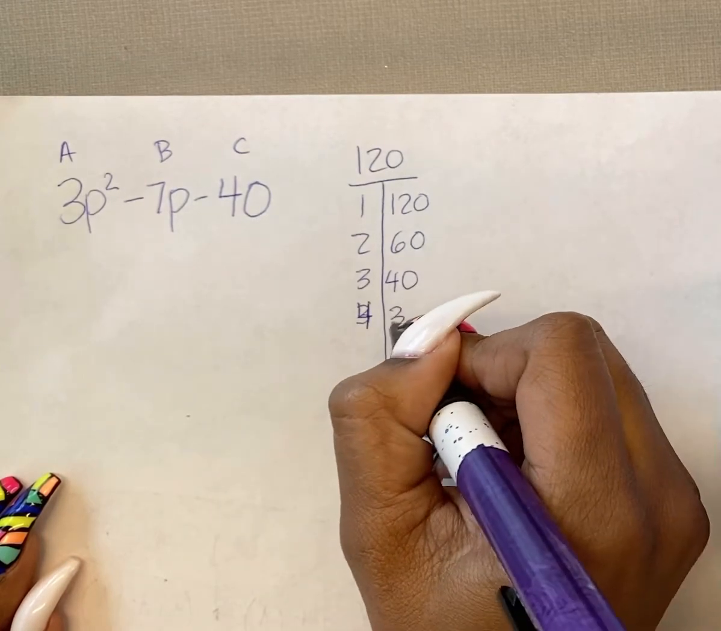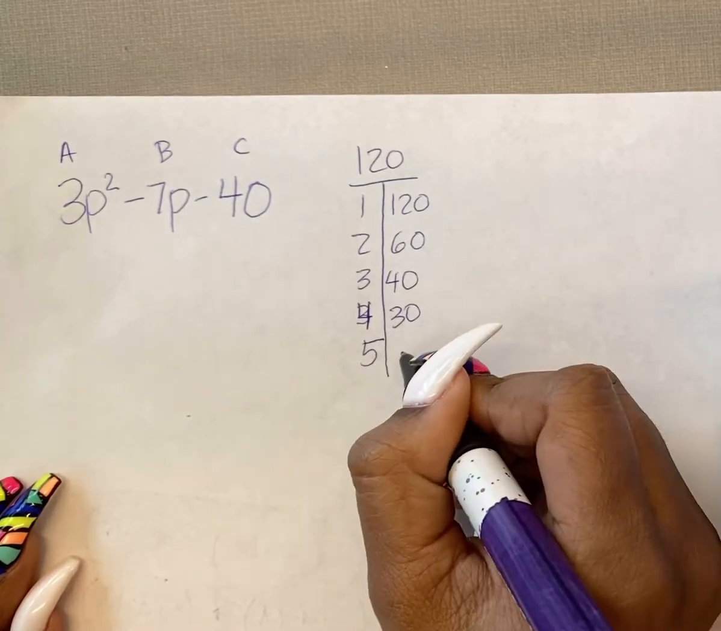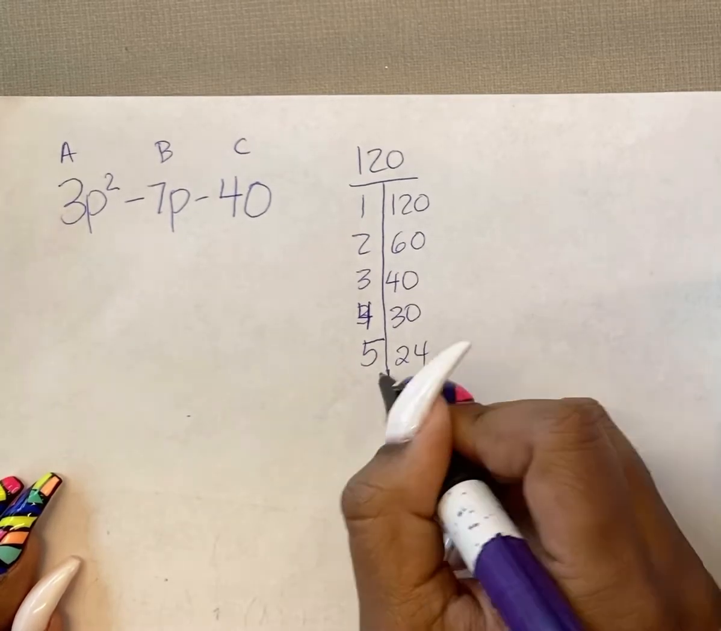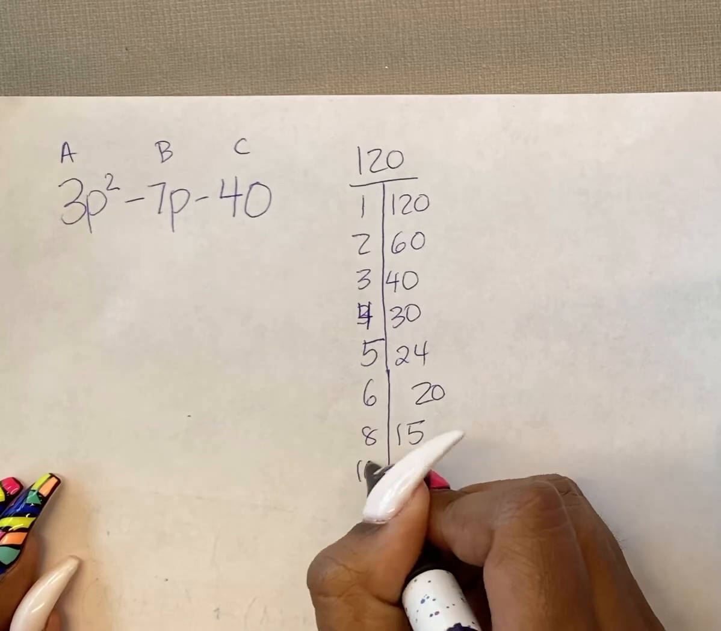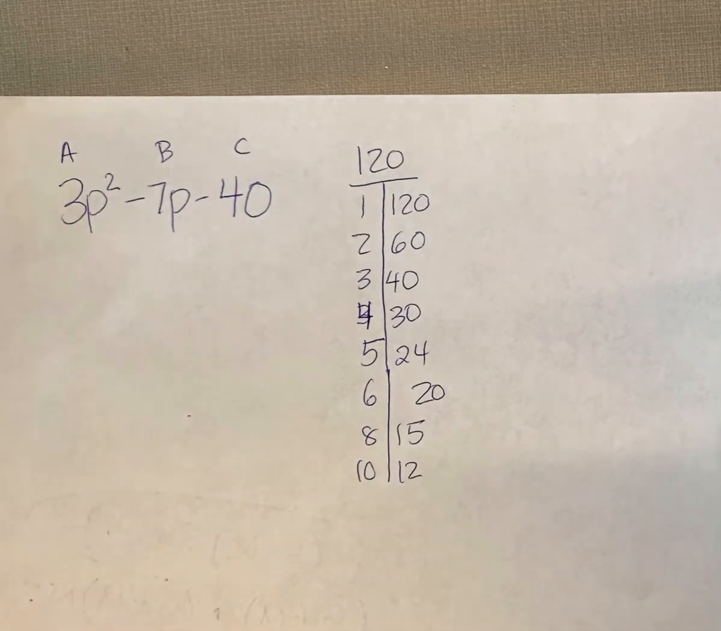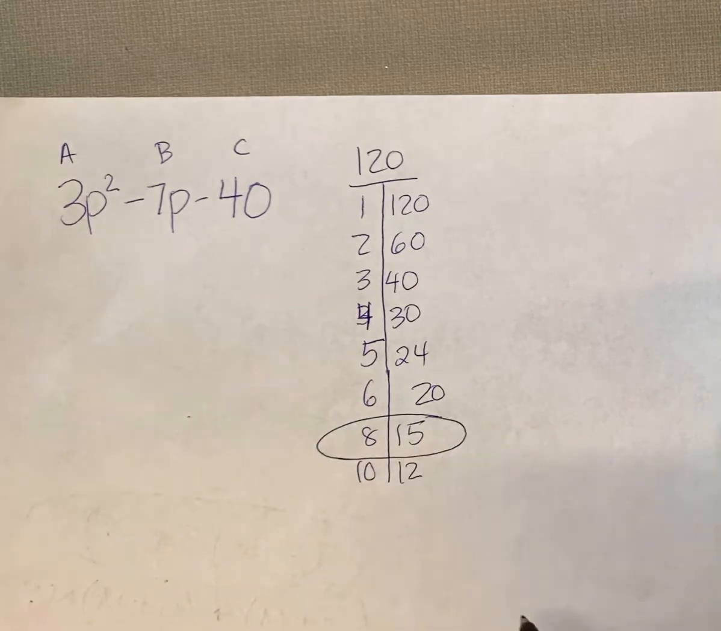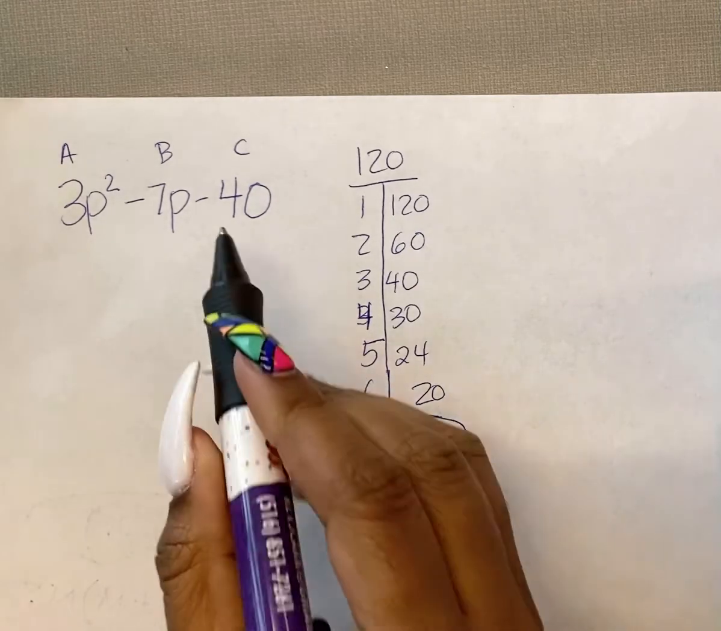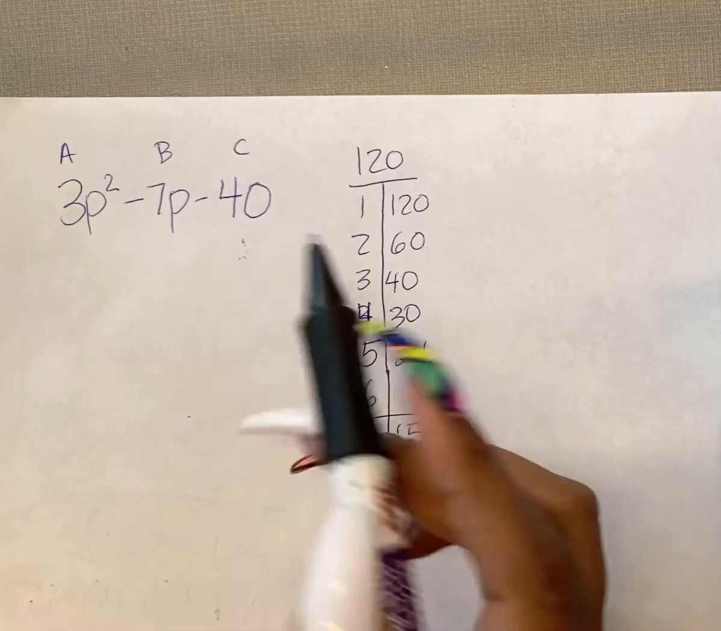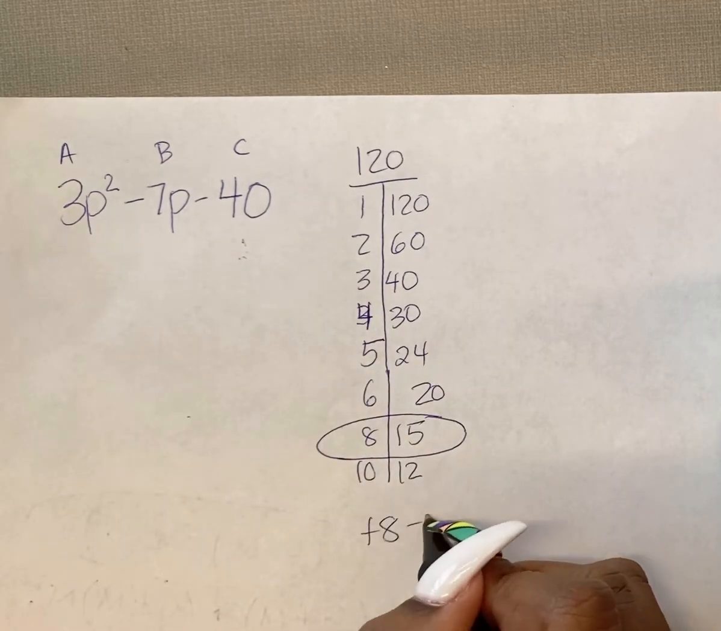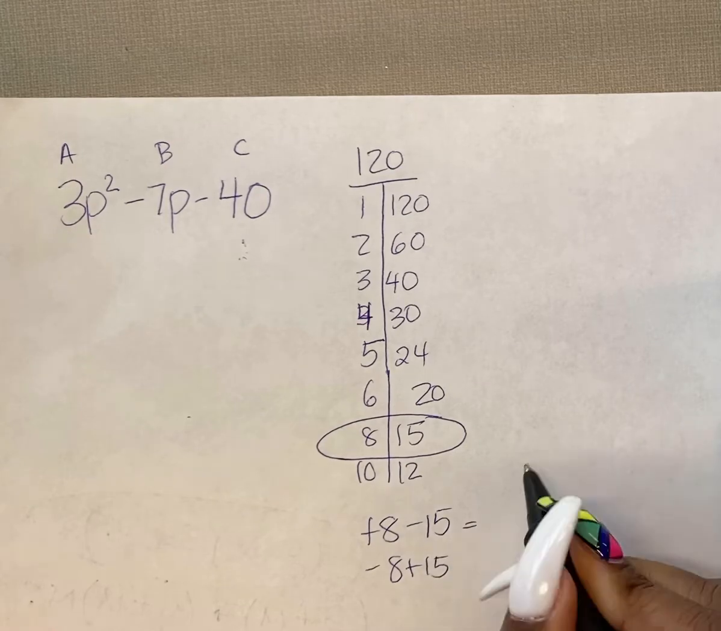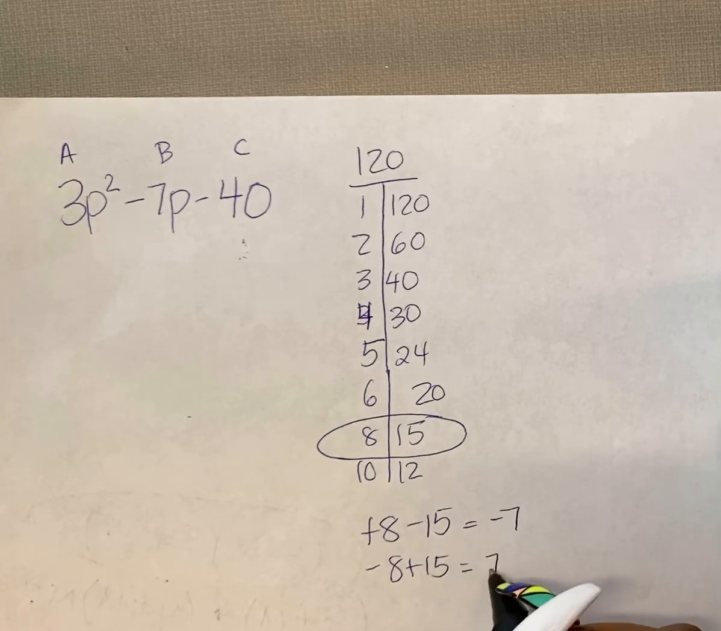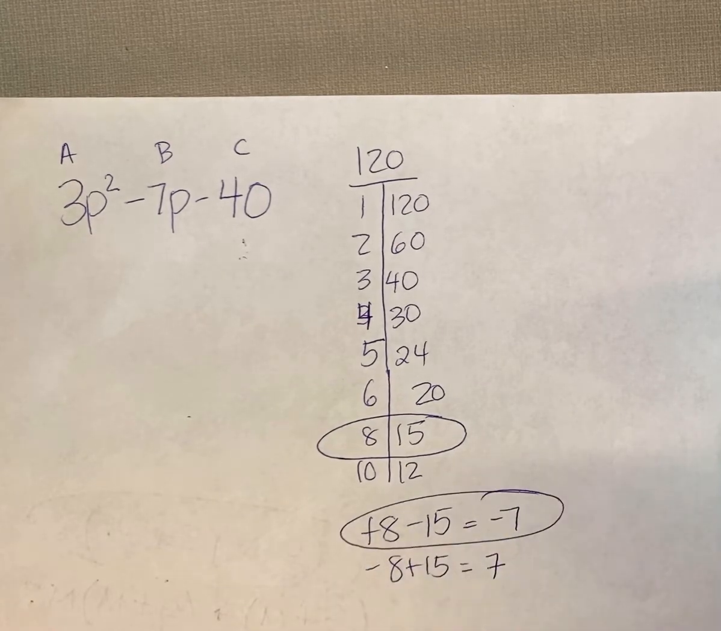4 and 30, 5 and 24, 6 and 20, 8 and 15, and 10 and 12. And so I'm looking for my pair that can be combined to give me a 7, and that's going to be this pair here. C is negative, so my signs are different. So I either have a positive 8 and negative 15, or a negative 8 and a positive 15. And this gives me negative 7, and this gives me a positive 7. So I'm going to use this pair.